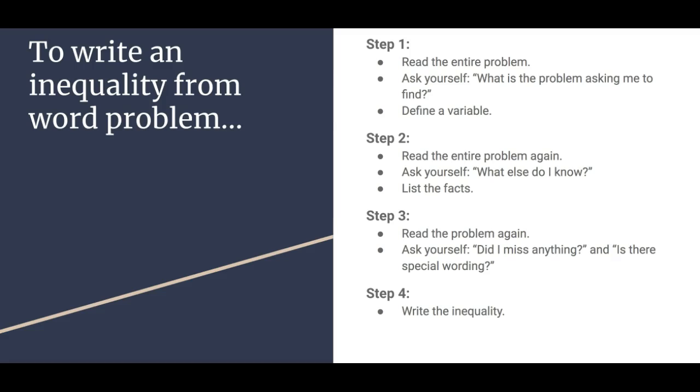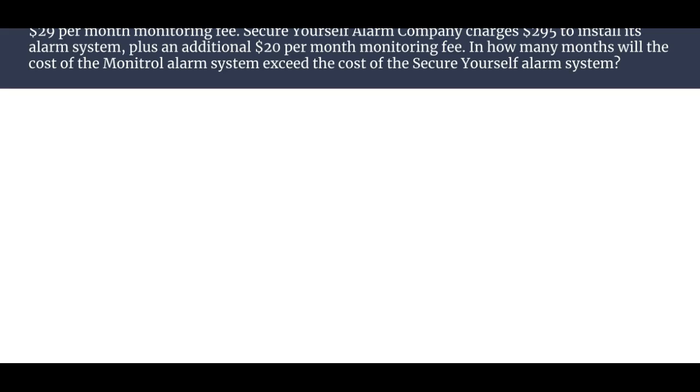Just a reminder, to write an inequality, the first thing you want to do is read the problem, determine what it is asking for, and define the variable. That's key, making sure you define the variable. When I looked at your last assignment with writing equations, you guys had trouble defining the variable, so make sure you define it. Read your problem again, ask yourself, did you miss anything? Is there any special wording? And then you want to write your inequality.